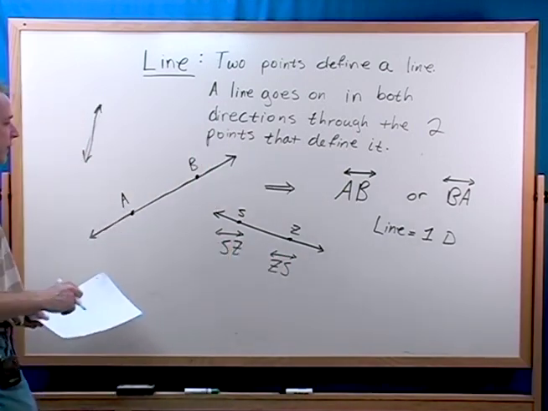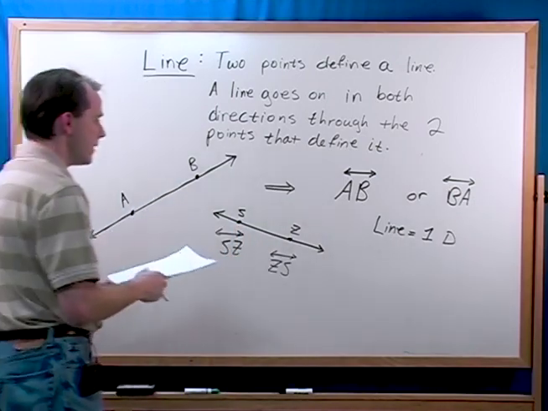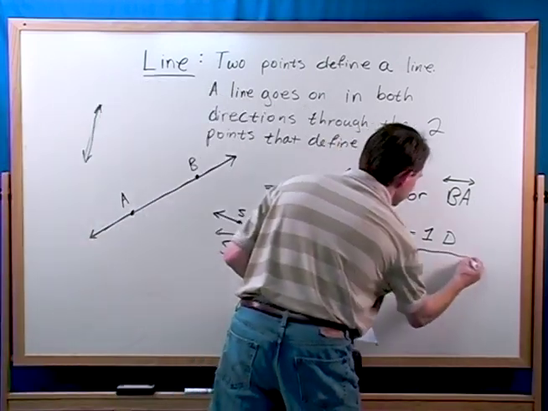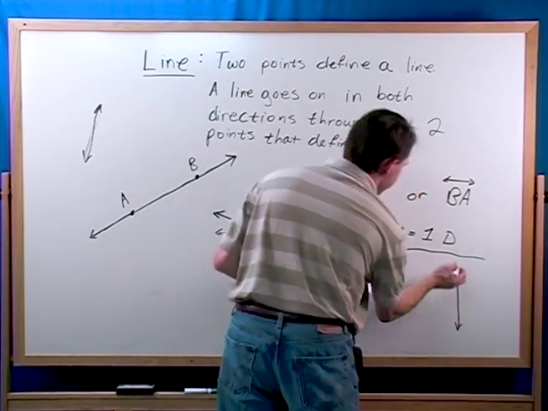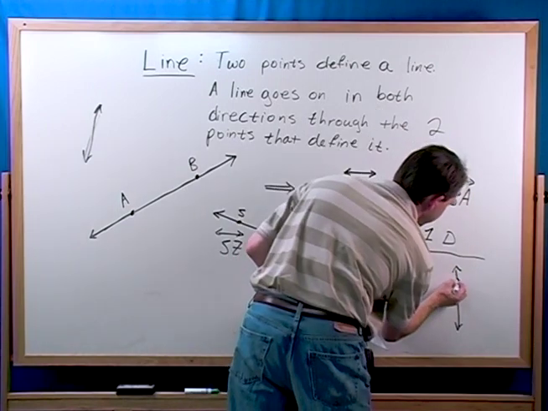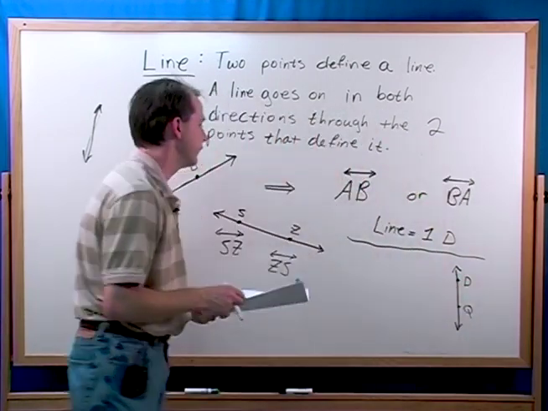It doesn't matter the order of the letters, but I need to have this on top telling me that it's a line. Okay, and then finally, I have another line here. Let's say I have an up-down line. Here's a line right there. It goes through the point D and through the point Q. So it goes through those 2 points.